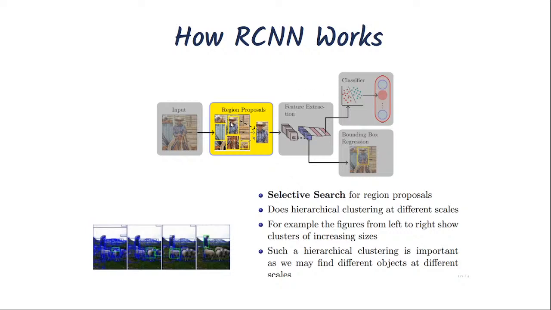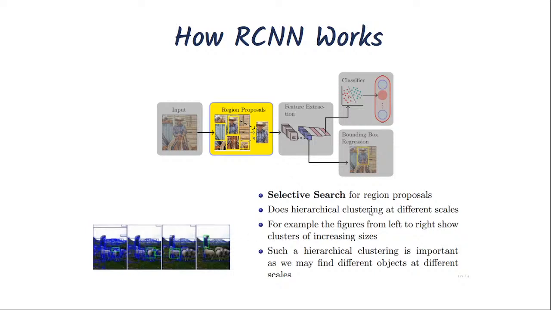For extracting these regional proposals, it uses a hierarchical clustering model. You could use hierarchical clustering at different scales, where you have multiple boxes, and you apply the CNN algorithm and it chooses the best box based on the score. For example, if you have a person, you could see multiple boxes here, but only one box will be predicted, which has the maximum score. These regional proposals are estimated by using a clustering kind of algorithm.